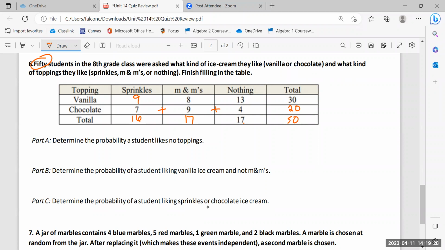Okay, part A, determine the probability a student likes no toppings. So nothing, so we want to look at the nothing column. So we want that they don't like any toppings at all. So the total amount of kids that don't like any toppings are 17 out of the 50 kids in the survey. So 17 divided by 50 is 0.34.